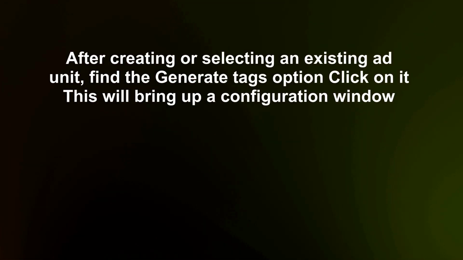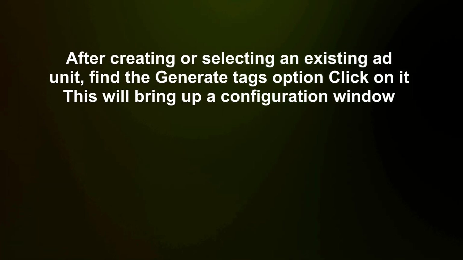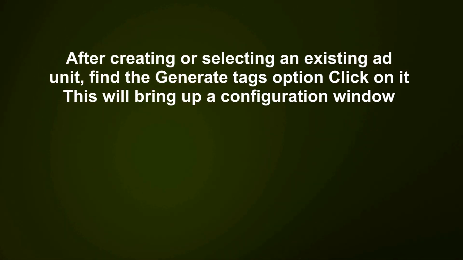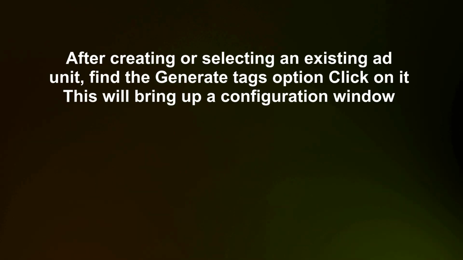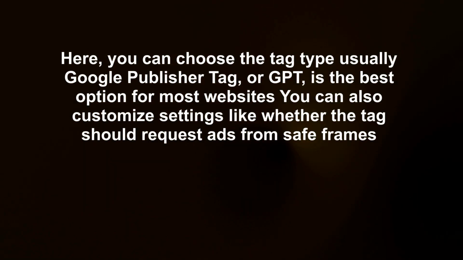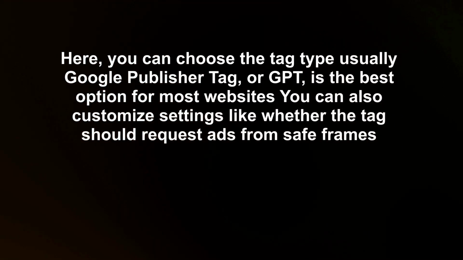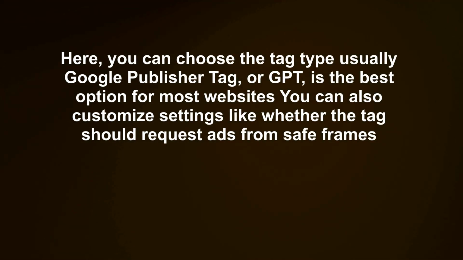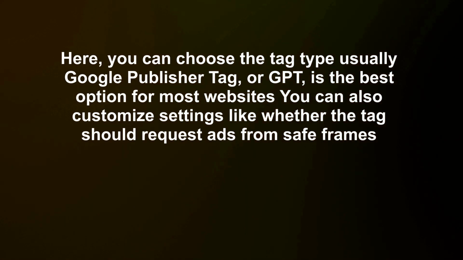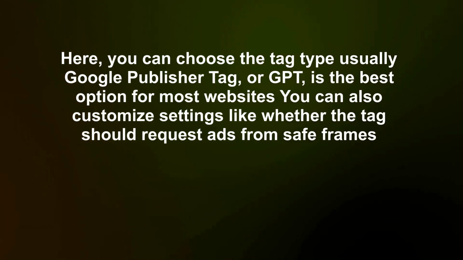After creating or selecting an existing ad unit, find the Generate Tags option. Click on it. This will bring up a configuration window. Here, you can choose the tag type. Usually Google Publisher Tag, or GPT, is the best option for most websites. You can also customize settings like whether the tag should request ads from safe frames.